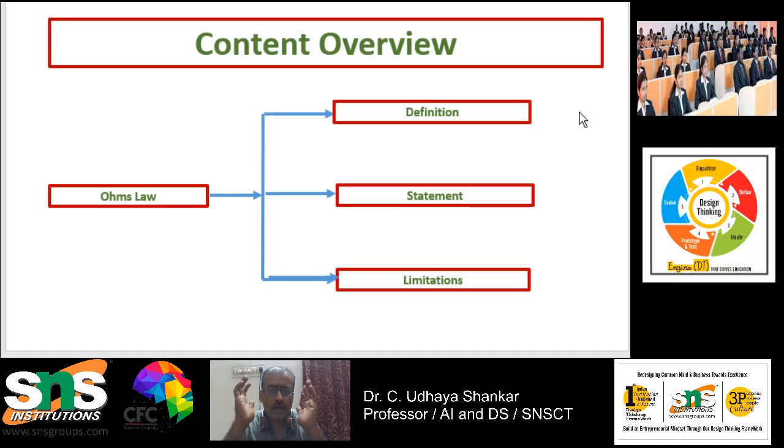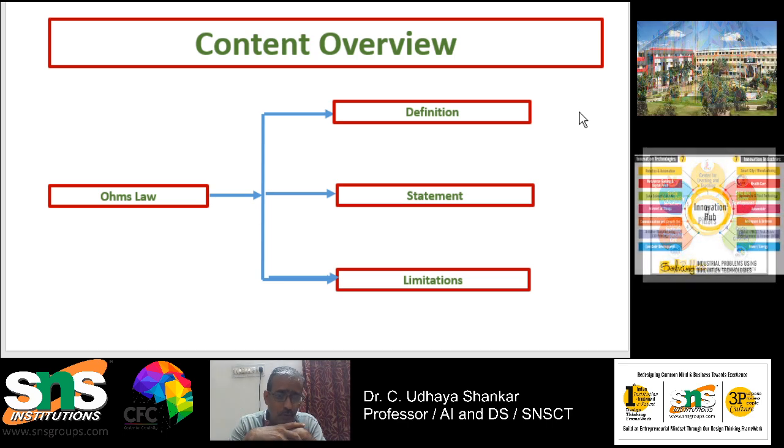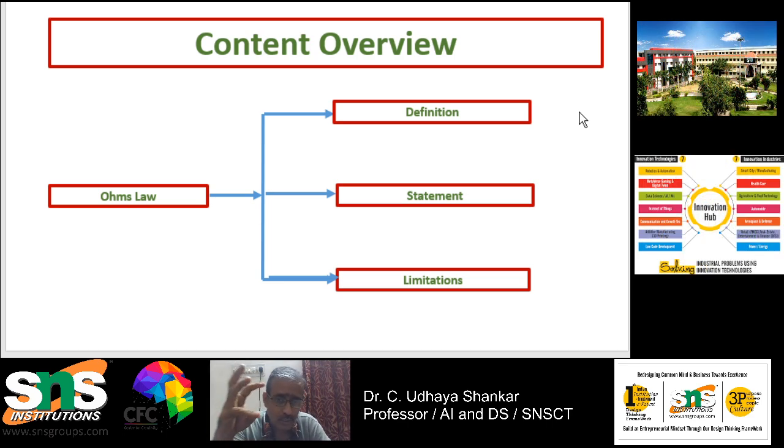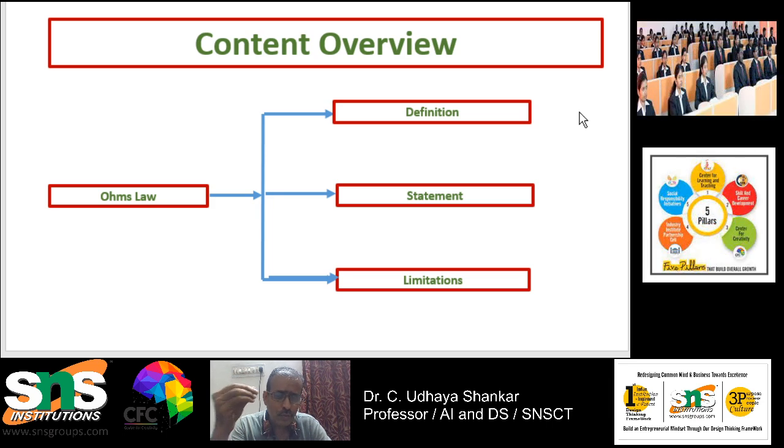As you all know, Ohm's law plays a very vital role in finding the value of current or voltage or any resistance, whichever parameter is unknown. Out of these three parameters, that is voltage, current and resistance, if any two parameters are known, the other parameter can be found out by using Ohm's law. Ohm's law is the first and foremost law which is being used throughout our electrical engineering applications.